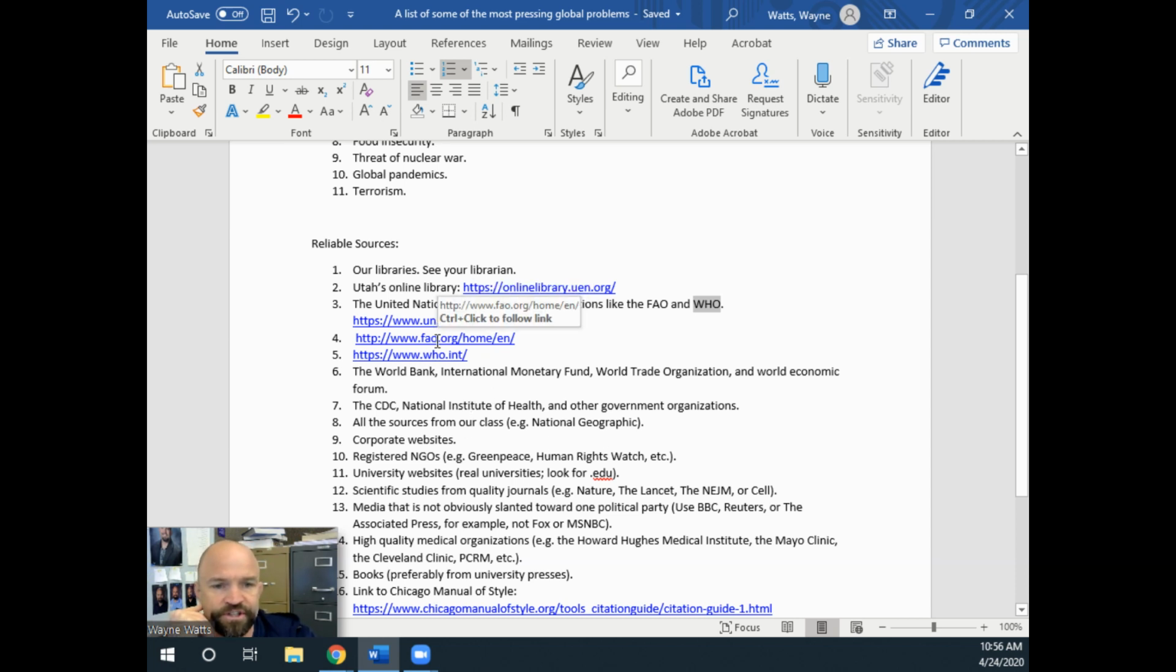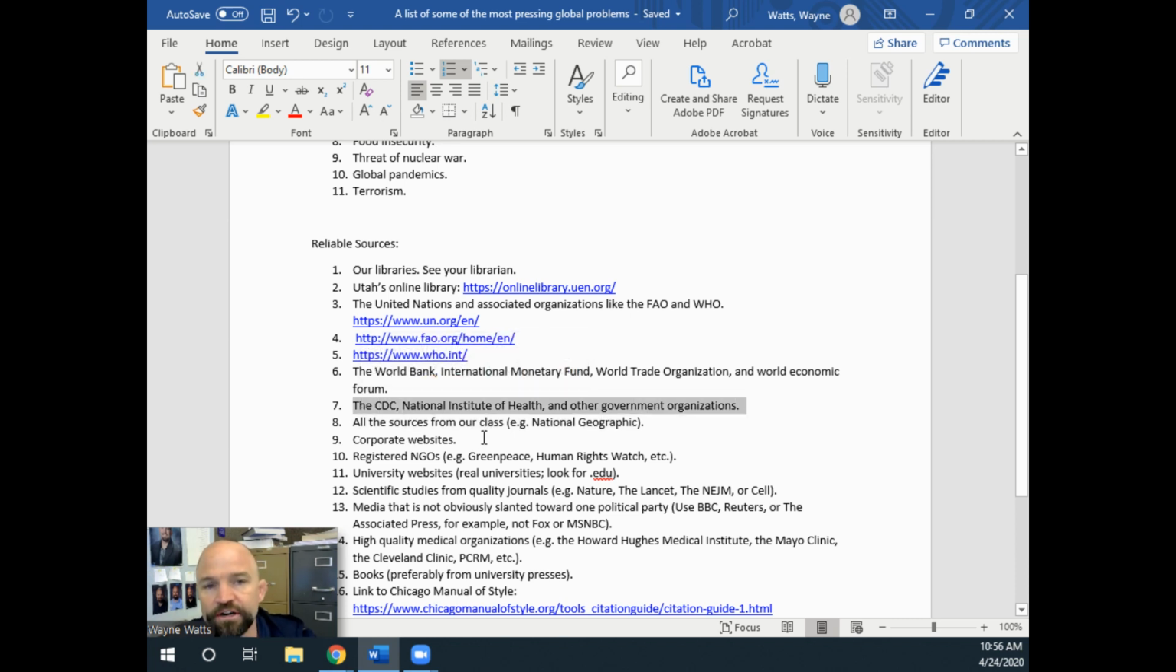So the United Nations, the FAO, the World Health Organization, those are all to be considered good, reliable sources. Now, there are a bunch of other global sources. Of course, you've seen lots of them in our class so far. Things like the World Bank, the International Monetary Fund, the World Trade Organization, and the World Economic Forum. Keep in mind, a lot of these global organizations are very into trying to keep world trade flowing and trying to prevent barriers to world trade. So they tend to be very right-leaning organizations, very capitalistic organizations.